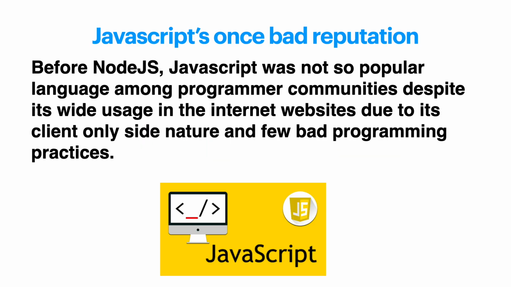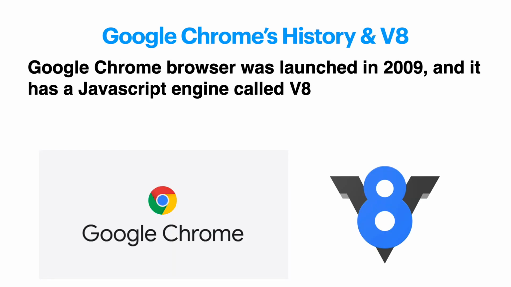You may wonder though, why Deno? Before Node.js, JavaScript was not so popular among programmer communities despite its wide usage in internet websites, due to its client-only side nature and a few bad programming practices. But then around 2009, something happened and Google came with the Chrome browser. It was launched around 2009. Before that, Firefox was really popular, and then Google launched the Chrome browser. And it has a JavaScript engine called V8.